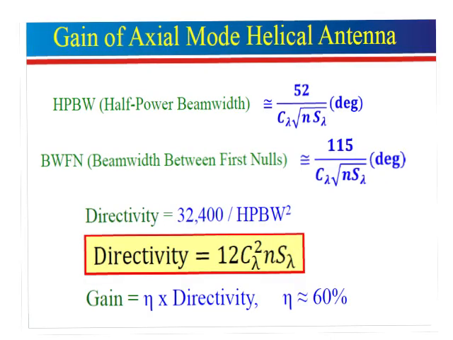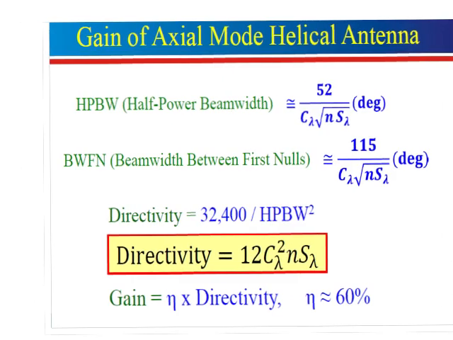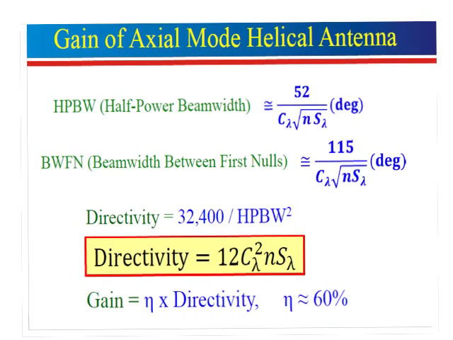Now let us discuss the gain of this axial mode helical antenna. The half power beam width is almost equal to 52 divided by C lambda into the square root of n s lambda, in degrees, and the beam width between first nulls is almost equal to 115 divided by C lambda into the square root of n s lambda.